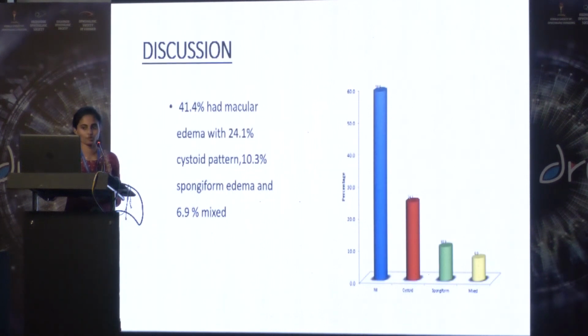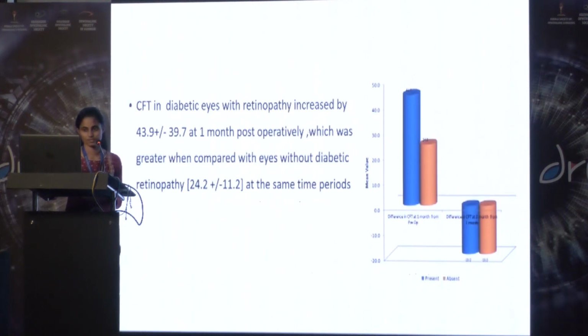And discussion: 41.4% had macular edema with 24.1% cystoid pattern, 10.3% spongiform, and 6.9% mixed. CFT in diabetic eyes with retinopathy increased by 43.9 plus or minus 39.7 at 1 month postoperatively, which was greater when compared with eyes without diabetic retinopathy.